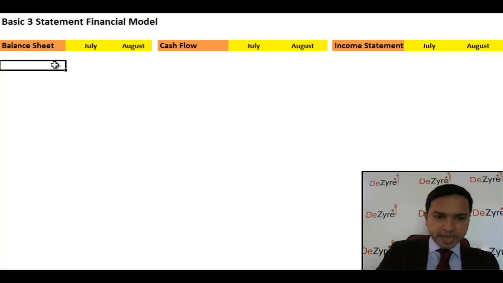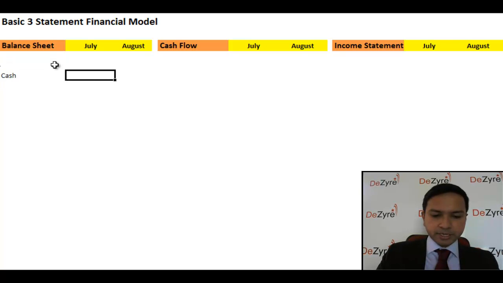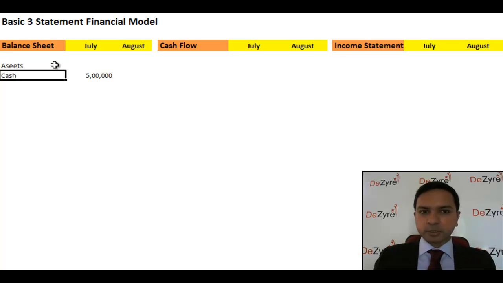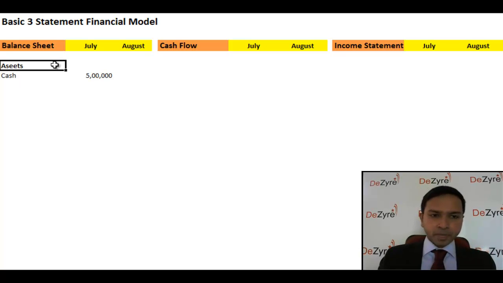So let's say the promoters invest 5 lakh rupees in the company, in cash. And what is that? That is an asset, right? Cash is an asset. So we'll name these things as we go. I'm going to do this on the fly.